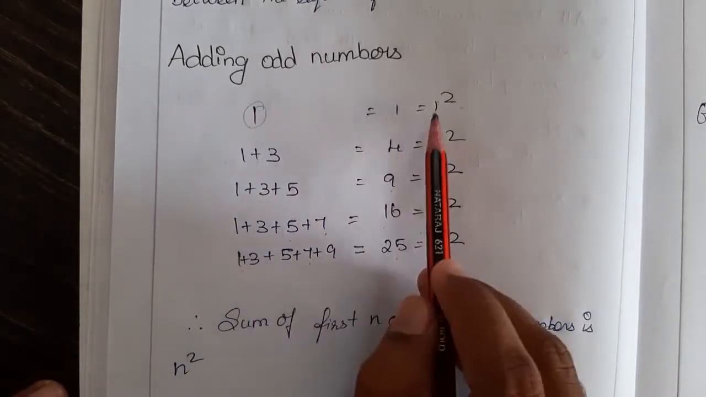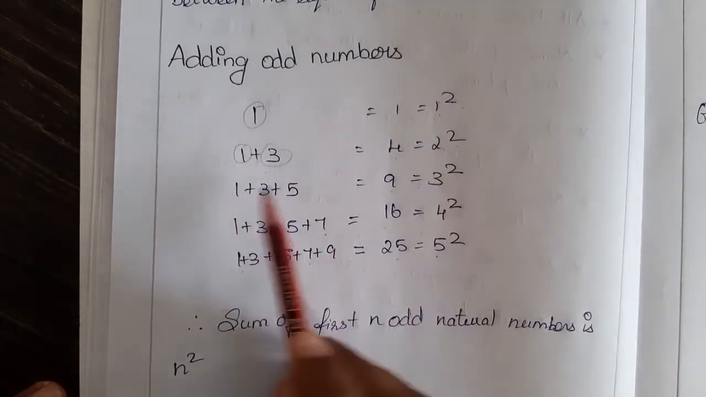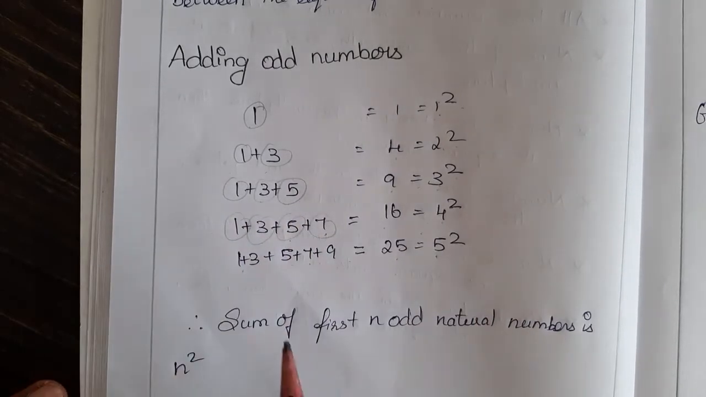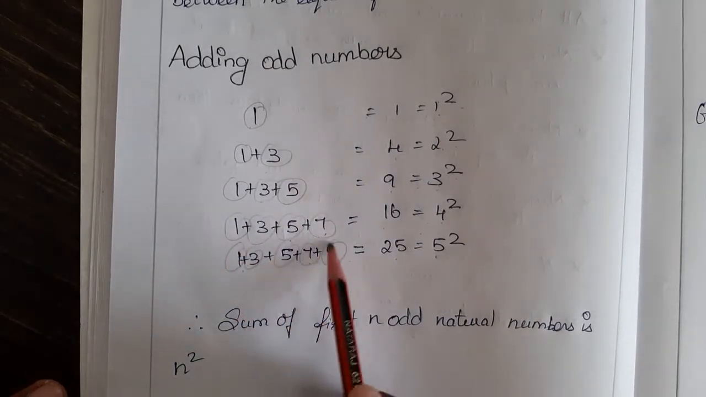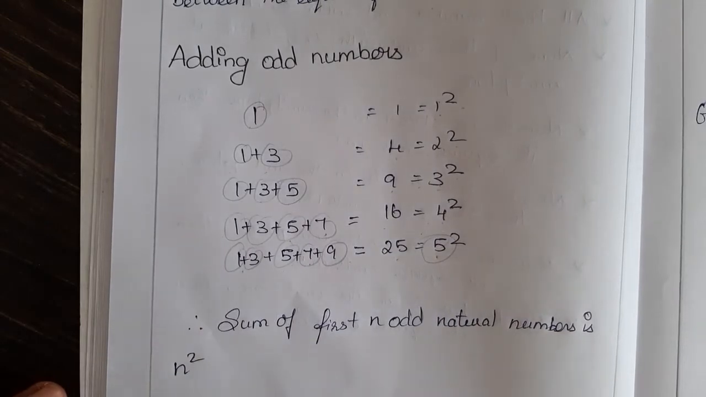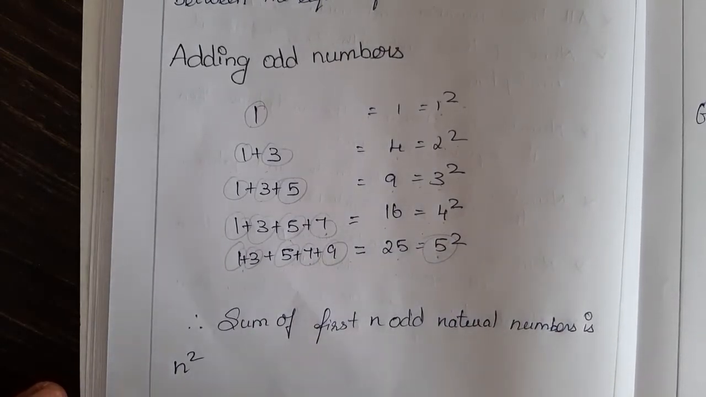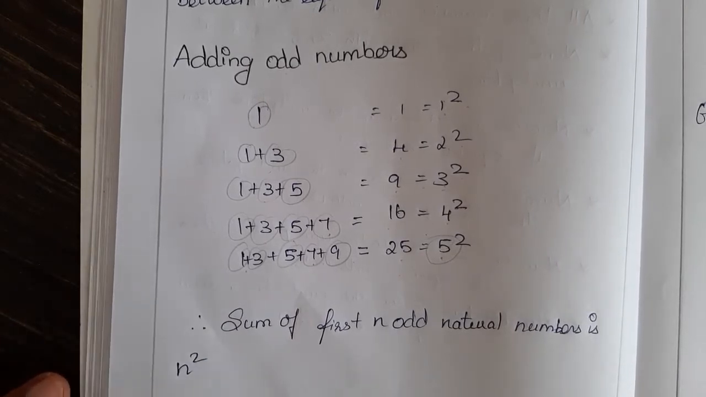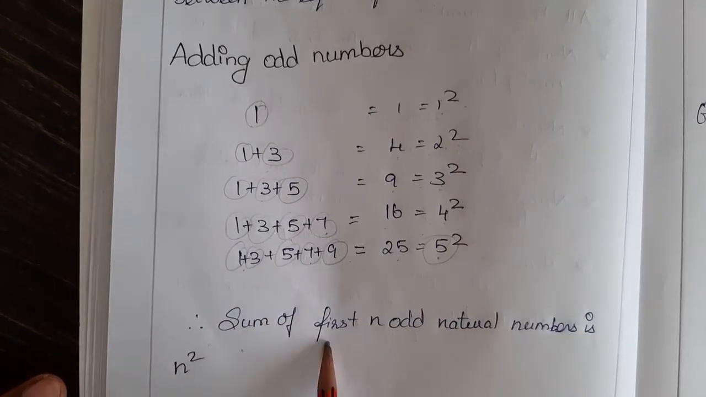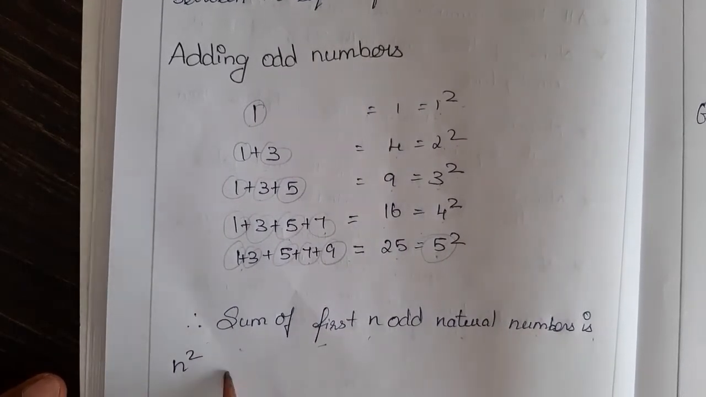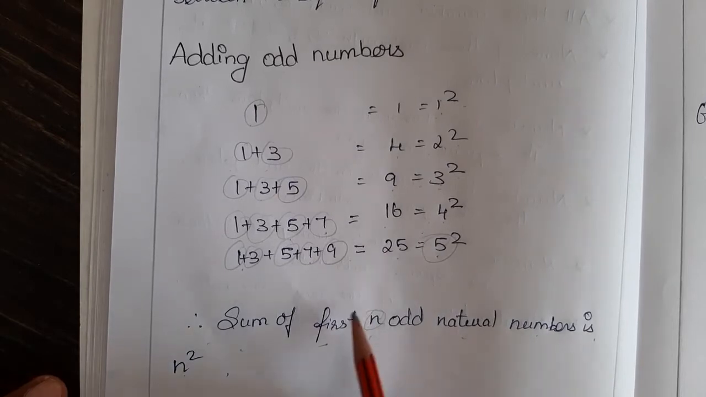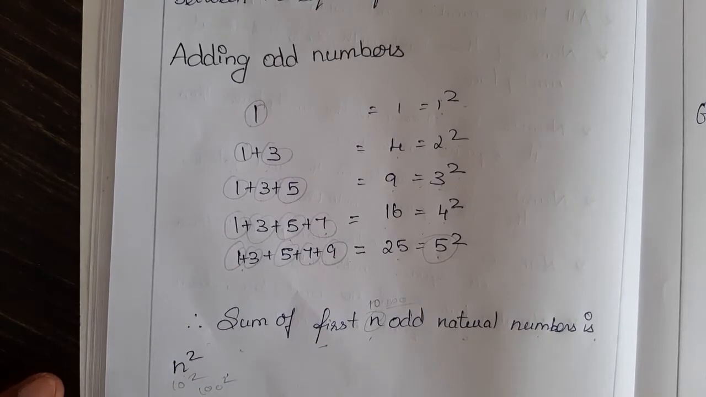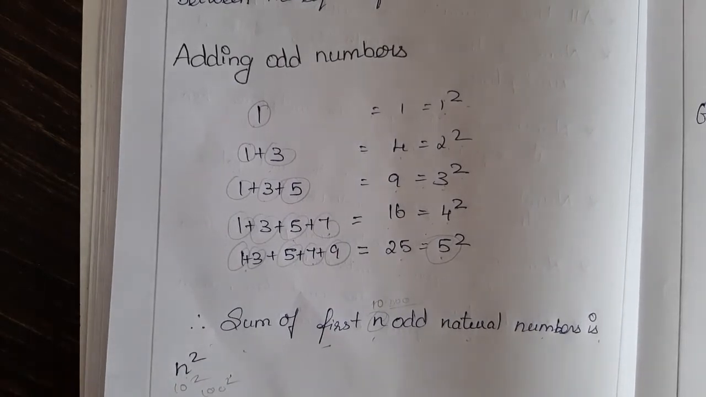Here only one number we chose, so 1 square. Here there are 2 numbers, it's 2 square. 3 odd numbers we added, 3 square. 4 odd numbers we added, 4 square. 5 odd numbers we added, it's 5 square. So if you add any n odd numbers, you will get n square, right? If you add 10 odd numbers, then we will get 10 square, which is 100, right? So generally we say the sum of the first n odd numbers is n square. This n can take any number. For 10 odd numbers, 10 square. 100 odd numbers, 100 square. Right? Beautiful pattern, no?